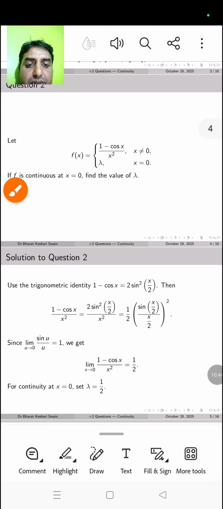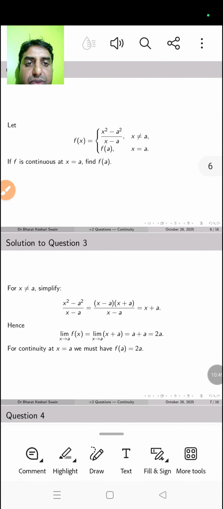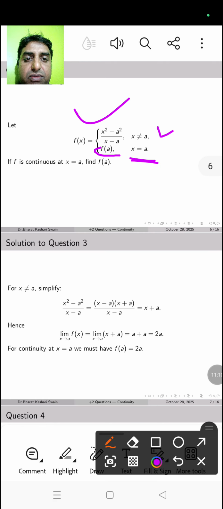Now come to another question, question number 3. It is also a very easy type of question, and we have to do the same thing here also. Here f(x) is defined as (x square minus a square) divided by (x minus a), as x not equal to a, and at x equal to a, the functional value we have to find. We don't know what f of a is. We have to determine this f of a.